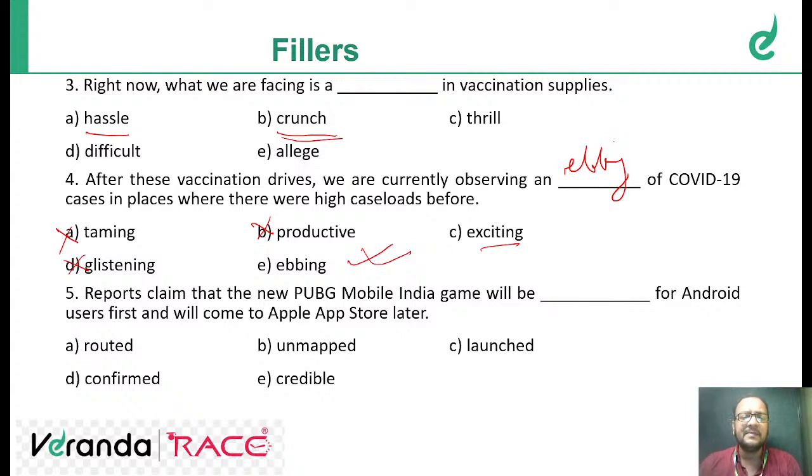Okay. Reports claim that the new PUBG Mobile India game will be dash for Android users first and will come to Apple Store later. Unmapped means not in the geographical presence. Something which is not present on the geographical map is known as unmapped. Routed means defeated. Credible cannot be the answer. It should be a verb form, right? So launched is the correct answer. PUBG Mobile India will be launched for Android users first and will come to Apple Store later. Clear? So we'll mark the answer as launched.